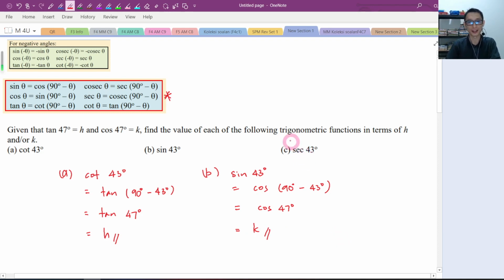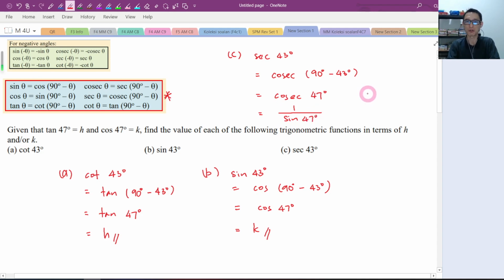Okay, how about secant? Let me write over here. Secant and cosecant are one group. So let me change to cosecant, and the angle will become 90 degrees minus 43 degrees. So eventually it will equal cosecant 47 degrees, and it is equal to 1 over sine 47 degrees. But now we have a problem. We don't have sine 47 degrees. We only have tangent 47 degrees and cosine 47 degrees. How do we get sine 47 degrees?